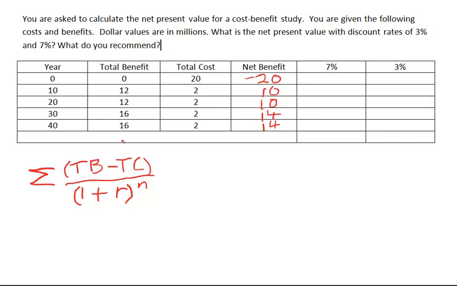Now we need to discount it. So we have the top part of this equation. Now we have 1 plus R. R is going to be 0.07. Don't put 7 because that's 700%. So 0.07. N will be the number of years. So our first calculation will be negative 20 divided by 1 plus 0.07 raised to the 0 power. Now if it's raised to the 0 power, that just means it's 1, so it's just going to be negative 20. But the next one will be raised to the 10th power.